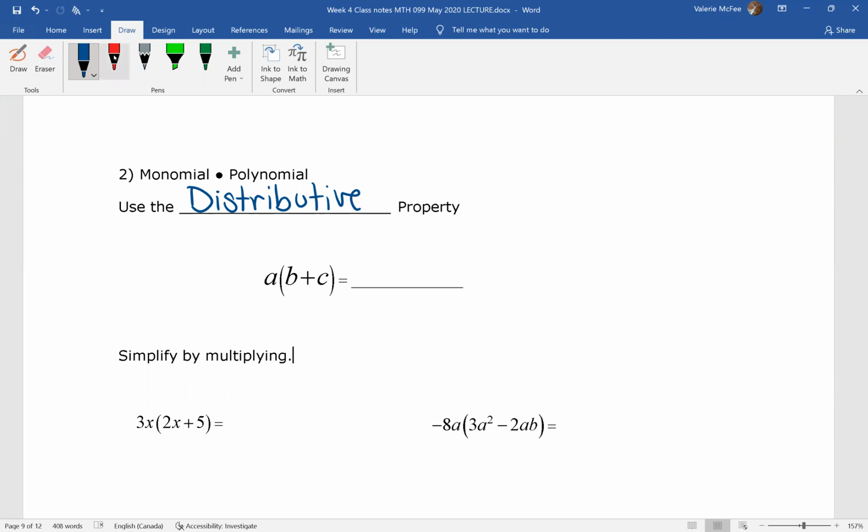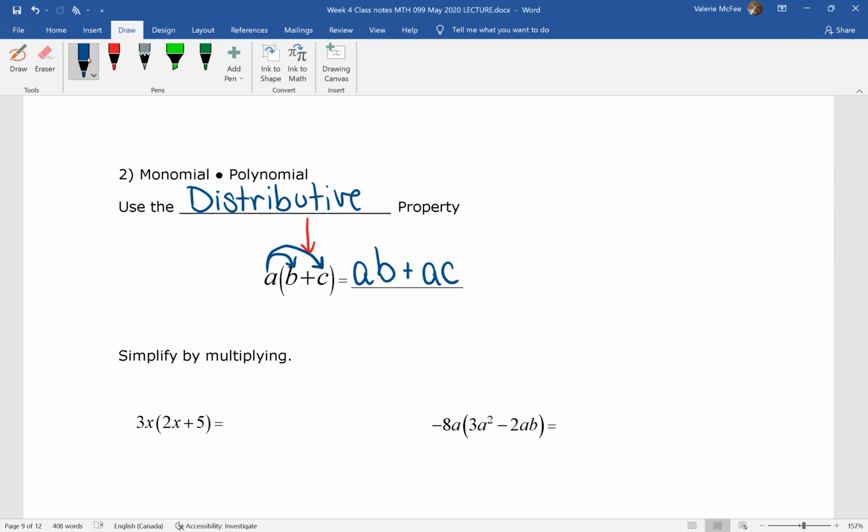The distributive property says when we have a sum or a difference, that is addition or subtraction inside the brackets, and we can't simplify any further to make it one term, we have to distribute the term outside the brackets with every term inside the brackets. So we have A times B plus A times C.